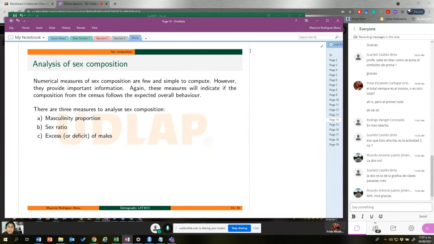And then what we call excess or deficit of males in this population. We can also work the other way: the femininity proportion, the sex ratio, and excess or deficit of females. But these are the standards that we use internationally, so we can compare populations, okay? So let's start with the first one.